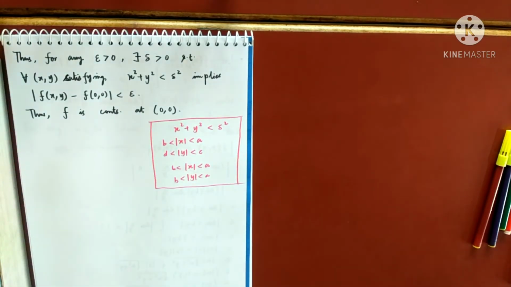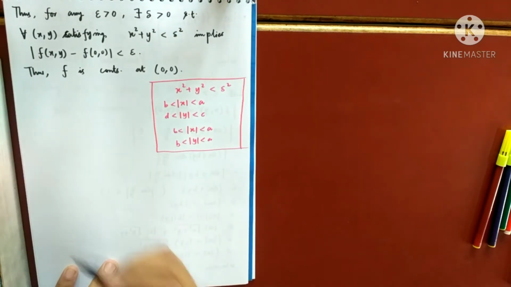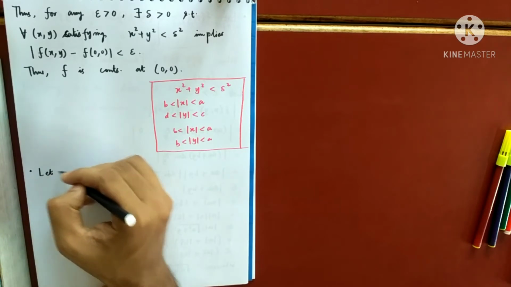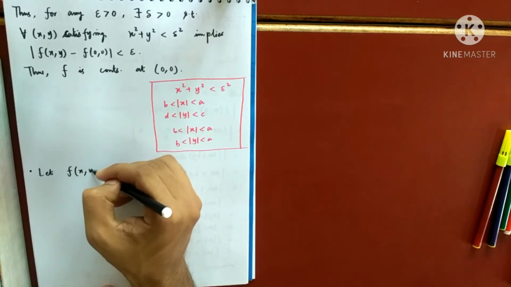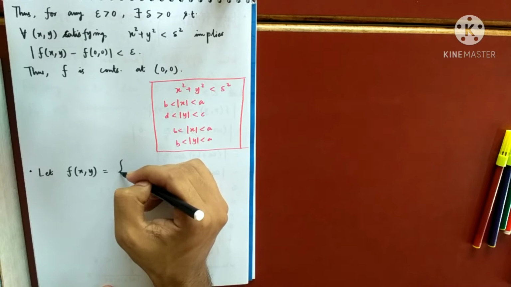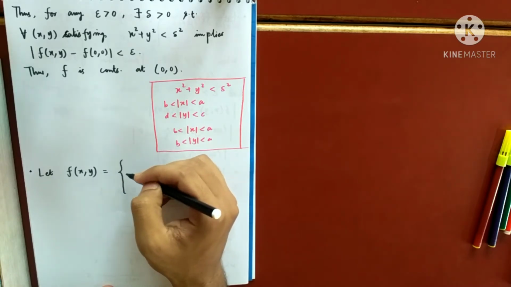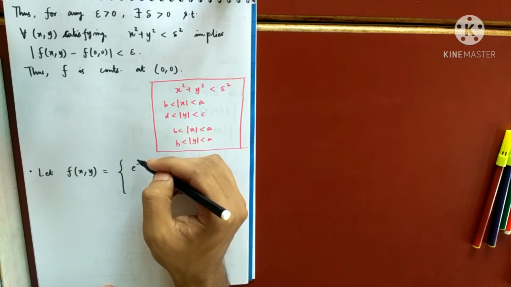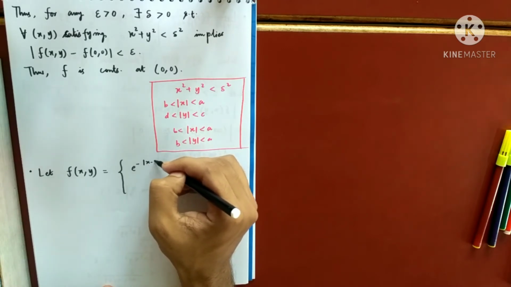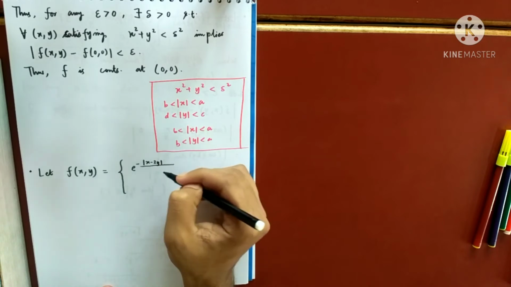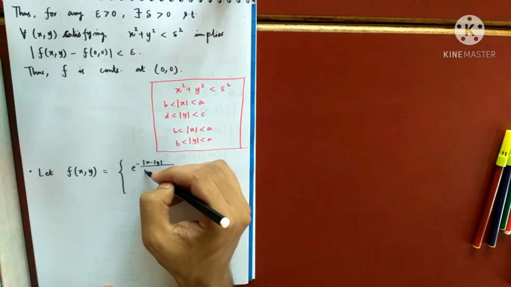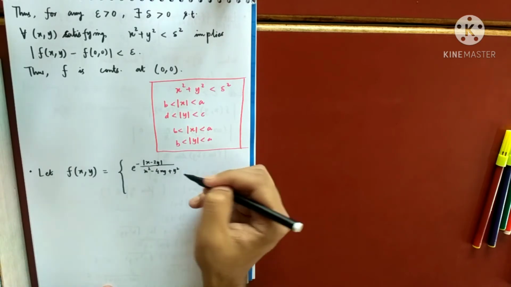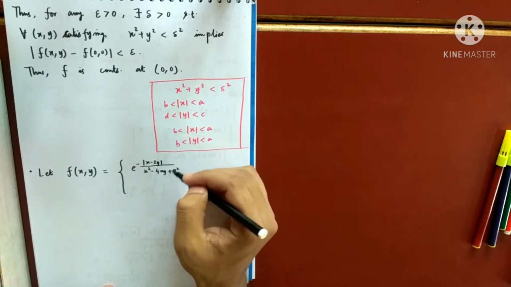Let me take another question, and maybe the last question from continuity. So this question I'm talking about: let f(x, y) equal to e to the power minus mod of (x minus 2y) by (x square minus 4xy plus y square plus 4y square).